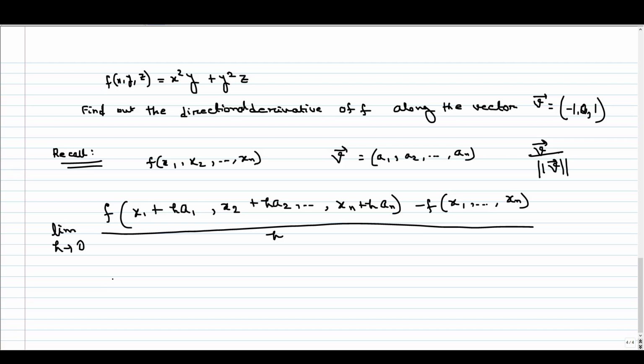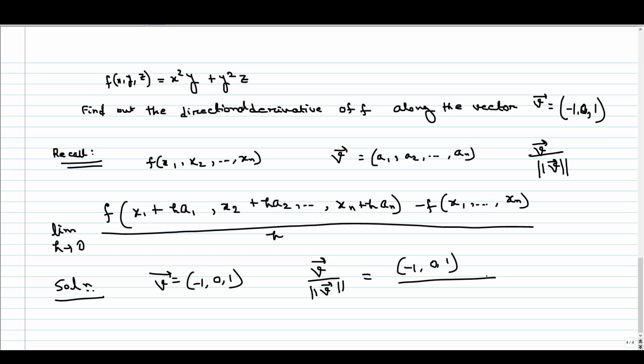So here in the given example, our v is given as (-1, 0, 1). Let us normalize it first. So we have to do this thing first, v by norm of v. So v is (-1, 0, 1), and the norm of it is basically the square root of 1 plus 1, so it is root 2. So the normalized vector, the unit vector along this direction, is 1 by root 2 times (-1, 0, 1). So this is our unit vector.